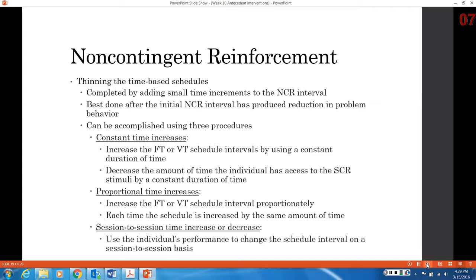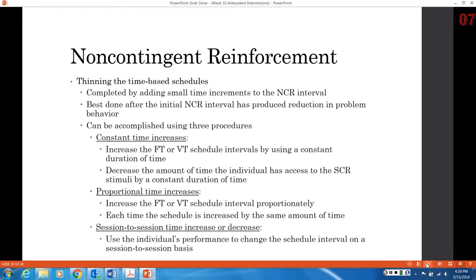Once the NCR procedure produces a meaningful decrease in problem behavior, how does the behavior analyst begin to thin the delivery schedule? Schedule thinning involves adding small time increments to the NCR interval. There are three methods for thinning time-based schedules.